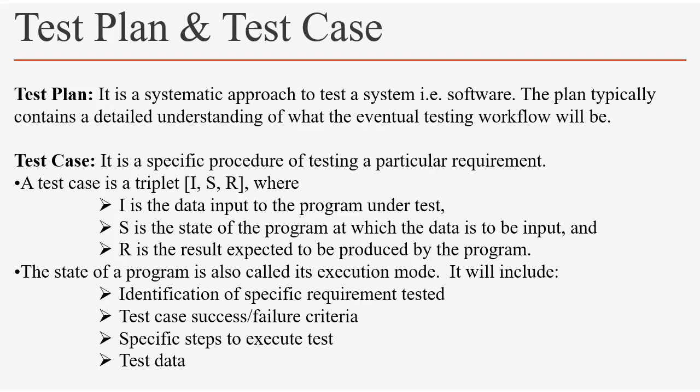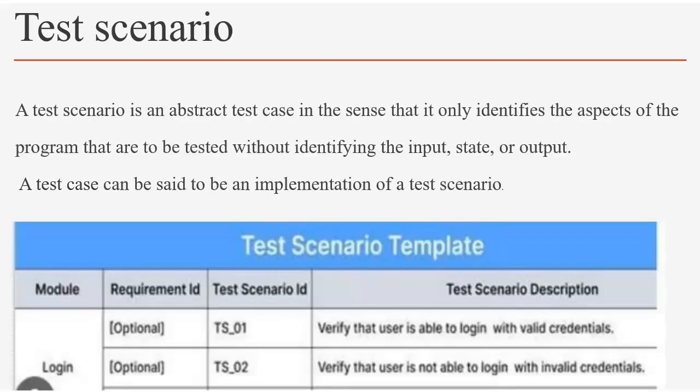So the state of the program is also called the execution mode. What do you mean by execution mode? Where it is ready to get the input and it is ready to generate the output. Okay, this is called the triplet of your test cases.